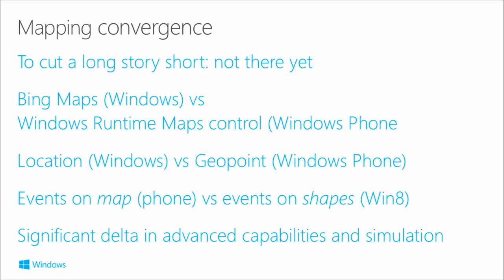When you're putting an item on the map in Windows, you're using a location type, and when you're putting an item on the map in Windows Phone, you're using a geopoint type. Events happen on the map on the phone and on shapes on Windows 8, and there's a substantial delta between our advanced capabilities and simulations. So, is there any good news in mapping convergence at all?